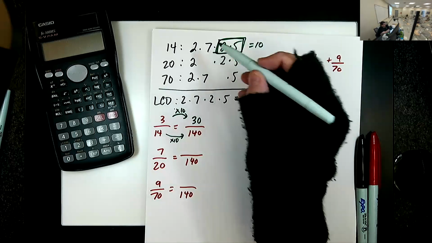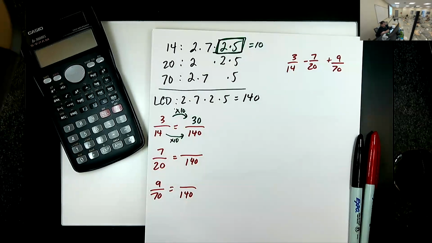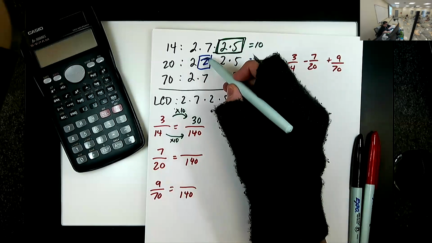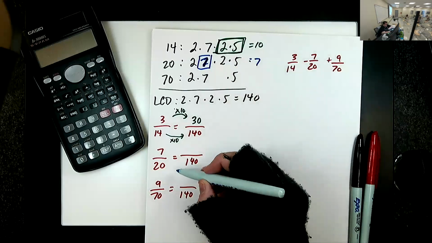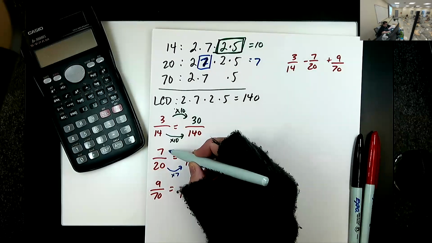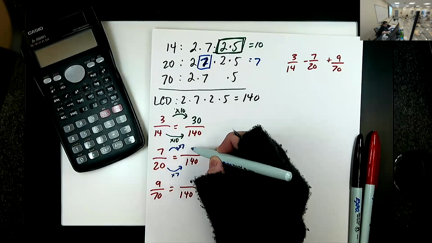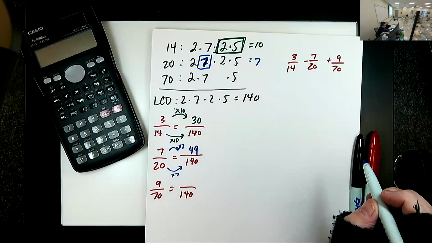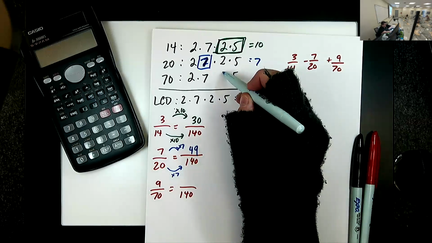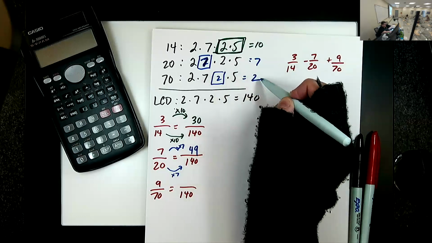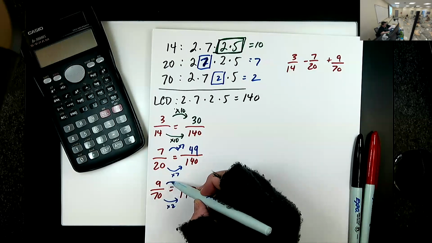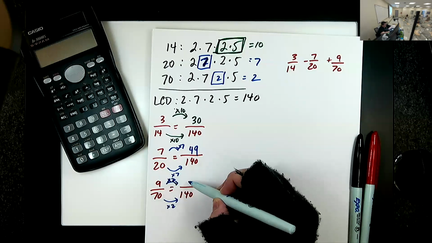The 20 is missing the 2. Or the 7, sorry, that's a 7 column. It's missing a 7. Multiply by 7, and I get 49 on top. The 70 is missing the 2. There we go. So to go from 70 to 140, I multiplied by 2. I need to do the same thing on top, multiply the 9 by 2, and I get 18.